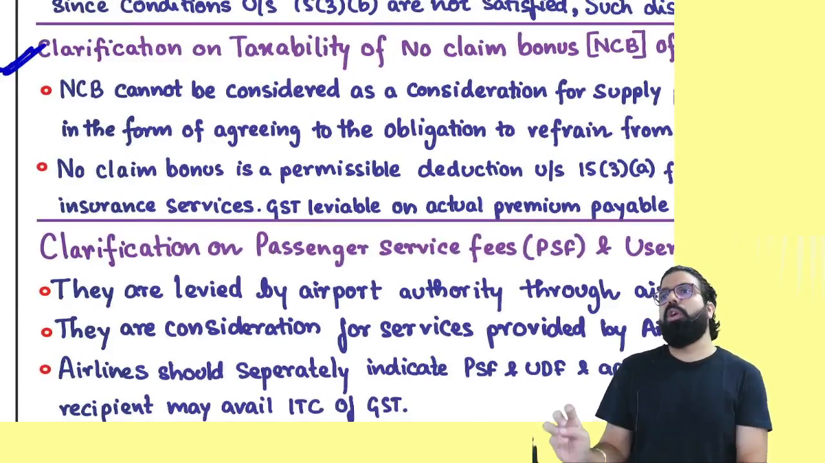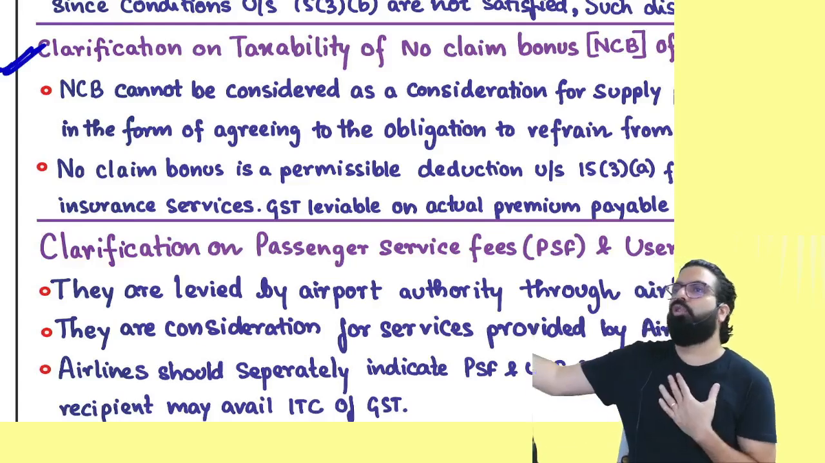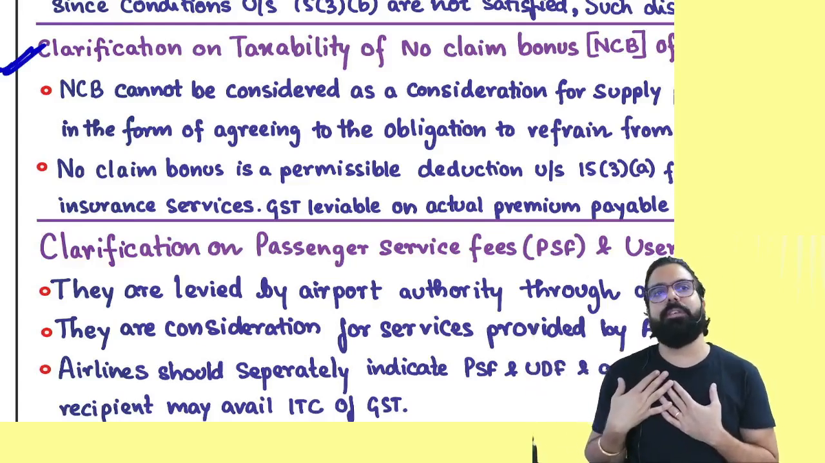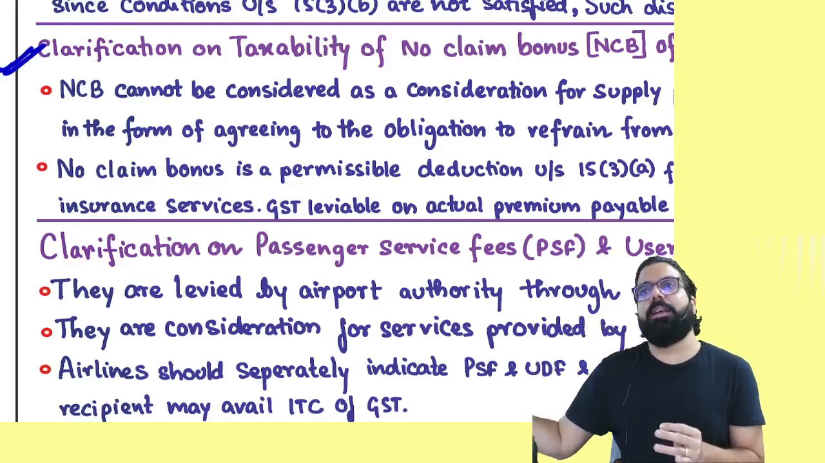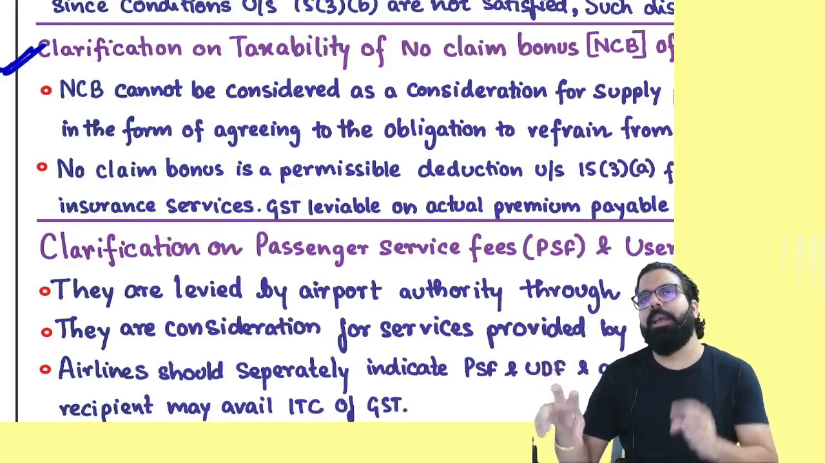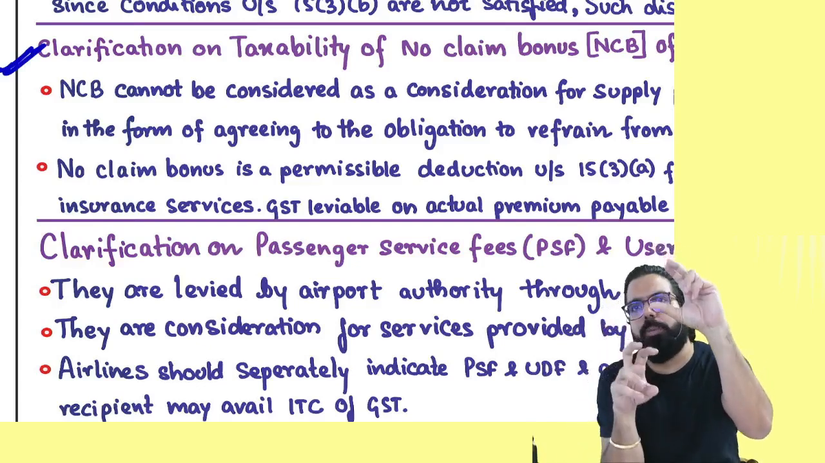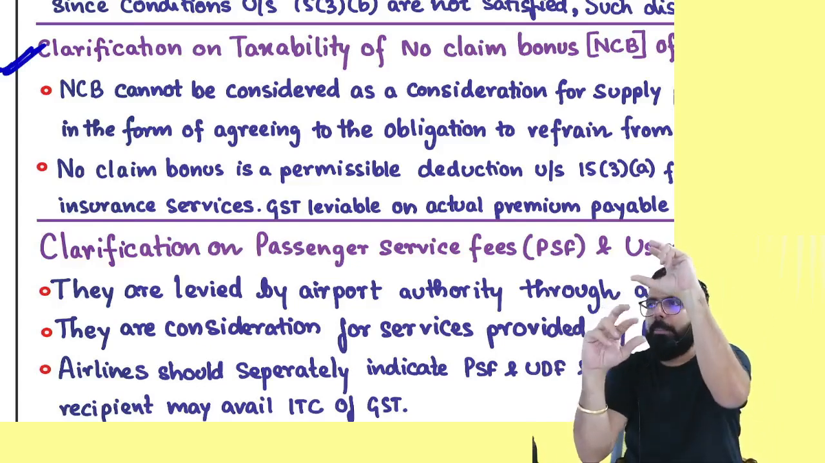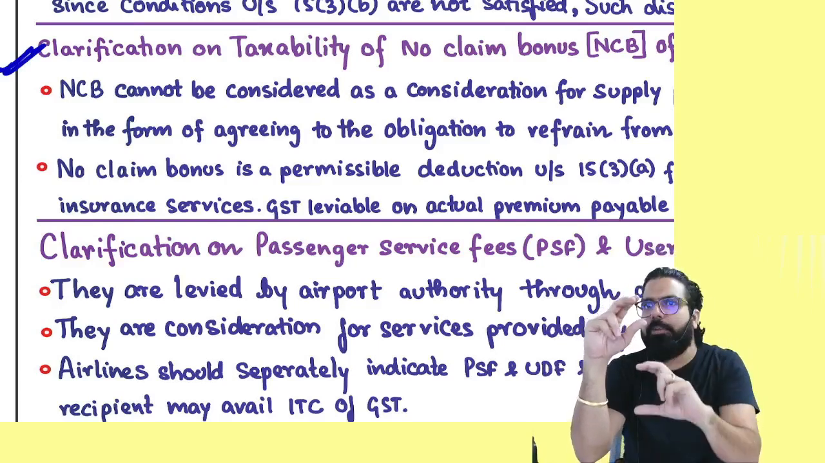Everyone over here, no claim bonus. What do you mean by no claim bonus? The insurance company sold me an insurance. Because last year I did not claim anything, the insurance company gave me a no claim bonus of 2,000 rupees. On a 10,000 premium, they gave me a no claim bonus of 2,000 and charged me only 8,000.